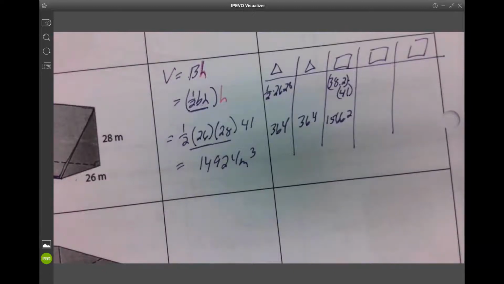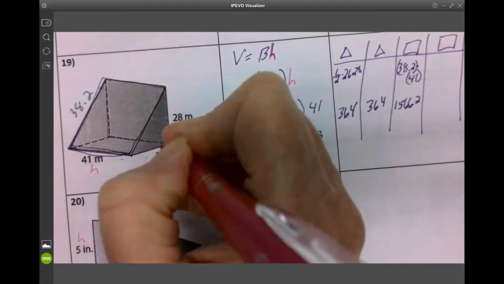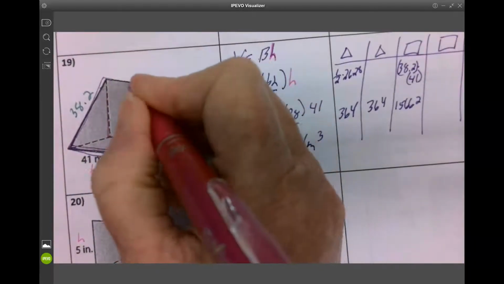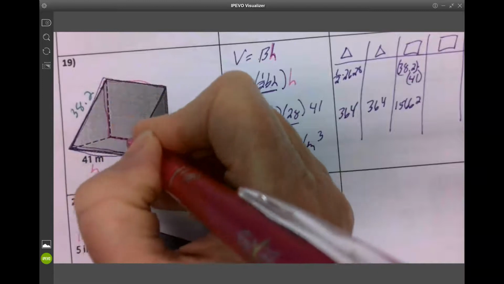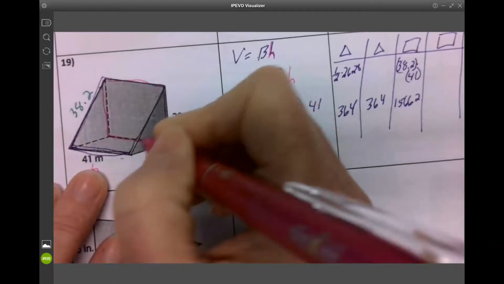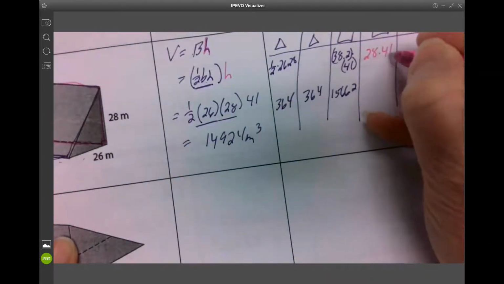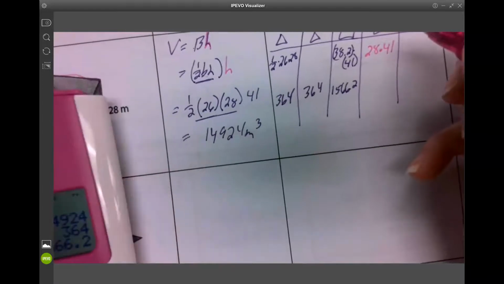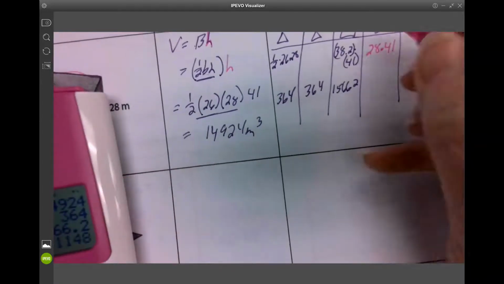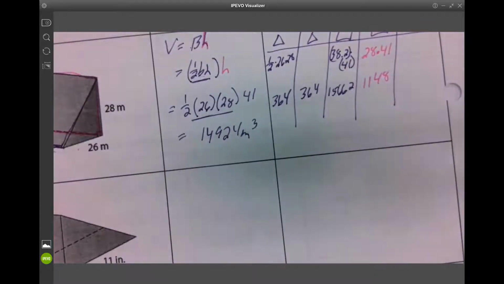The next one I'm going to do, I'm going to trace this rectangle back here. What numbers am I going by? Going by the height, I'm going by 28, but I also need this side, which is 41. So 28 times 41 is 1,148. Wow, this is a lot of area.